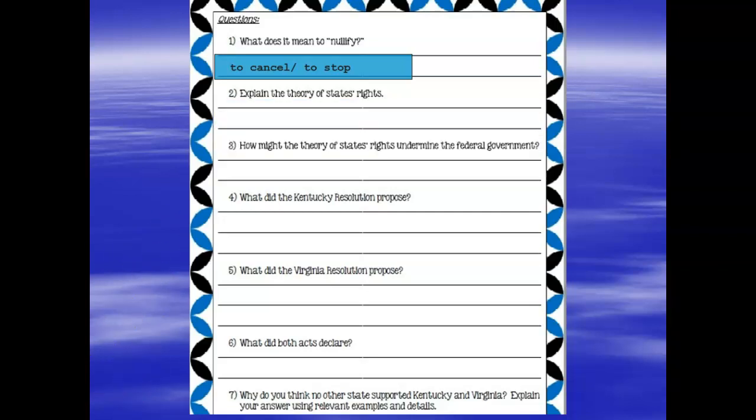How might the theory of states' rights undermine the federal government? Well, if you're concerned about power in the center of the country coming down from the national government, it could challenge its authority. And so that's why Federalists were opposed to it.